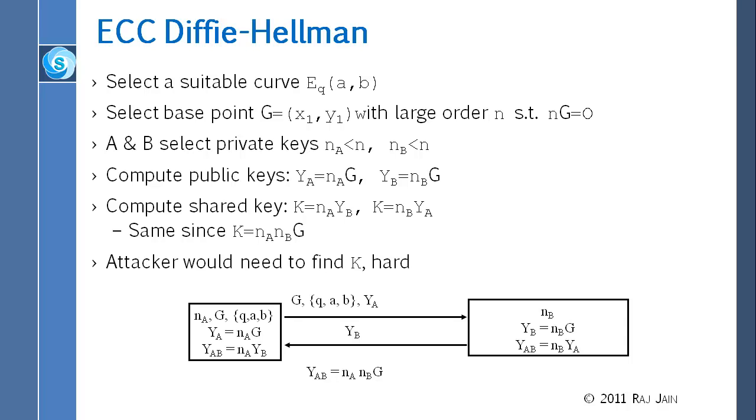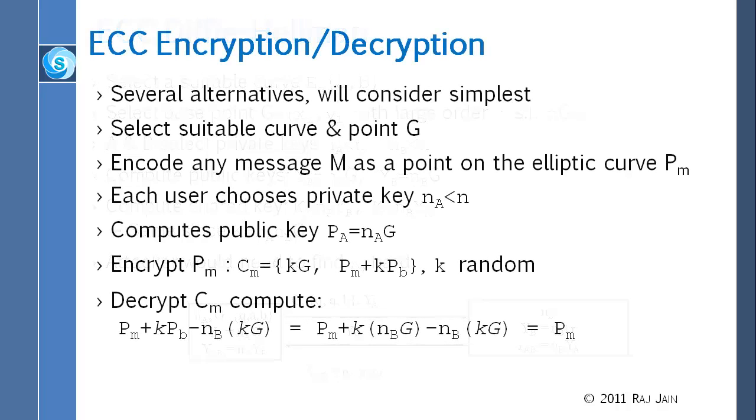Instead of having any secret, we are selecting a random number K, and then sending KG. Here we selected NA, and we sent NA times G over, right? And using that somehow, it finds out YAB and so on and so forth. Same thing here. We are not sending K. We are sending G and KG. G is already understood.